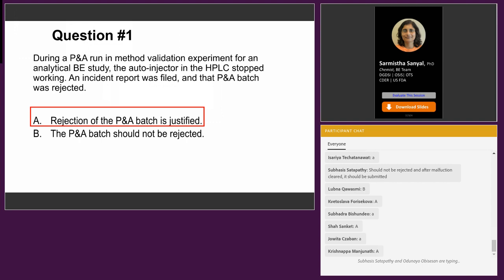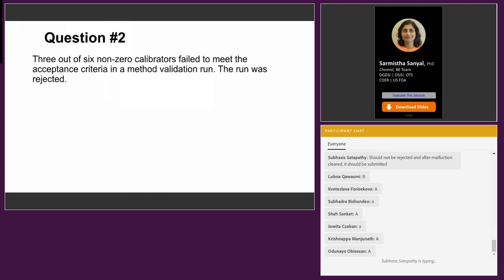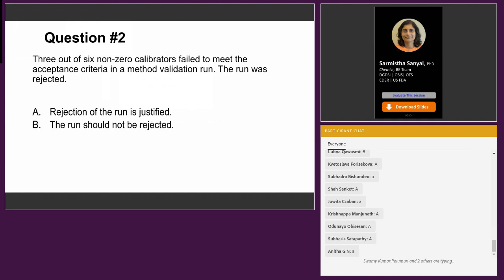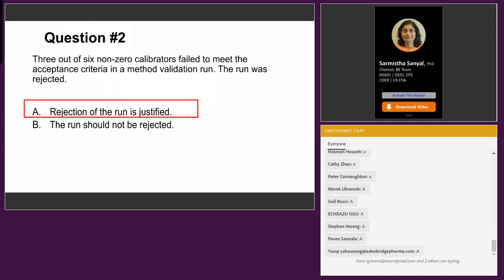Okay, moving on to the next question. The question is, 3 out of 6 non-zero calibrators failed to meet the acceptance criteria in a method validation run, and the run was rejected. The options for answers are A, rejection of the run is justified, and B, the run should not be rejected. Again, I'm looking at the chat box, and yes, I see overwhelmingly option A, and that's the right answer.